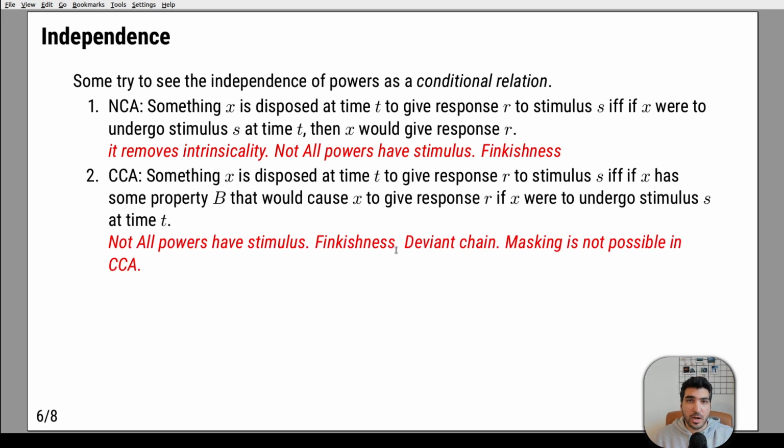Now this has two problems on top of the naive one. The naive one is that not all powers have a stimulus. That problem is still there because that wouldn't change. You can reapply the whole argument there. But it also adds two more problems. One is deviant chains of causality, because in causality, the process is not really important. The chain is not really important. So A can cause B, B can cause C, C can cause D, and we can claim that now A is causing D because of that transitivity.